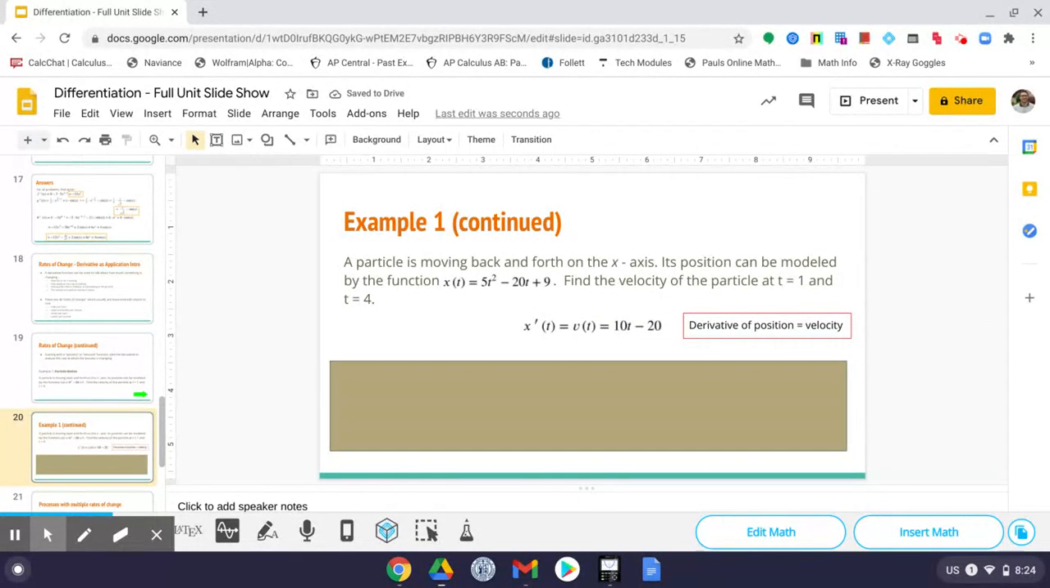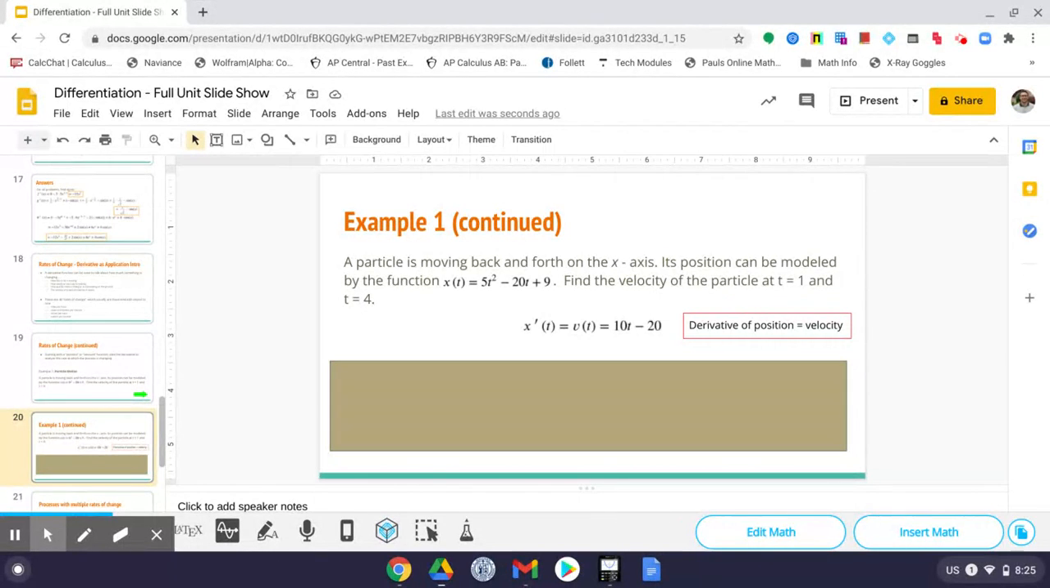a position function is equal to the velocity of a particle, or the velocity of really anything that's moving, right? So if you're in a car that's driving down the road, hey, you're at mile 1, mile 2, mile 3 at times t equals 1, t equals 2, t equals 3, and I were able to create some type of position function or position model. If I were to take the derivative of that function, I would know how fast the car is going, the velocity of the car. So this is one of the major applications of rates of change. Specifically for us, the derivative of position equals velocity.